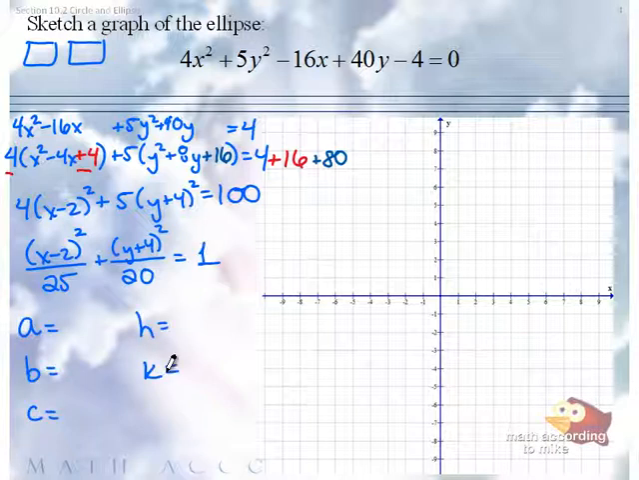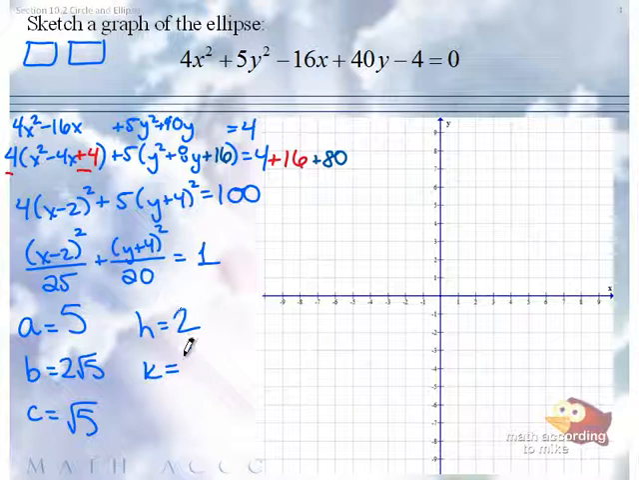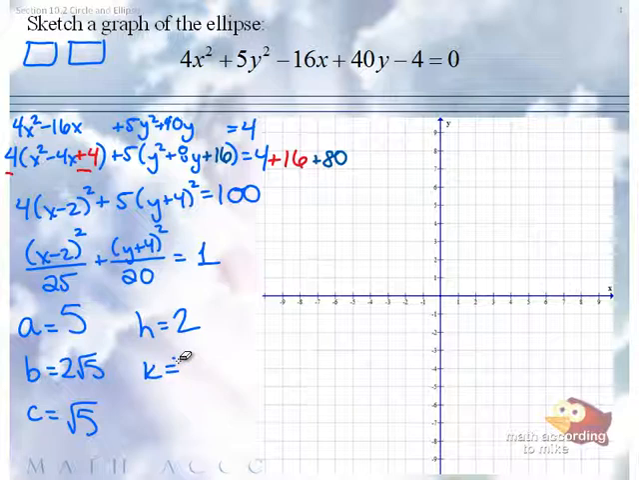What's our A? 5. What's our B? Square root of 20. How does square root of 20 clean up? 2 radical 5. What's our C? Square root of 5. What's our H? 2. And our K? Negative 4. I'm going to move that over. Good. Are we horizontal or vertical? Horizontal. Large numbers underneath the x.